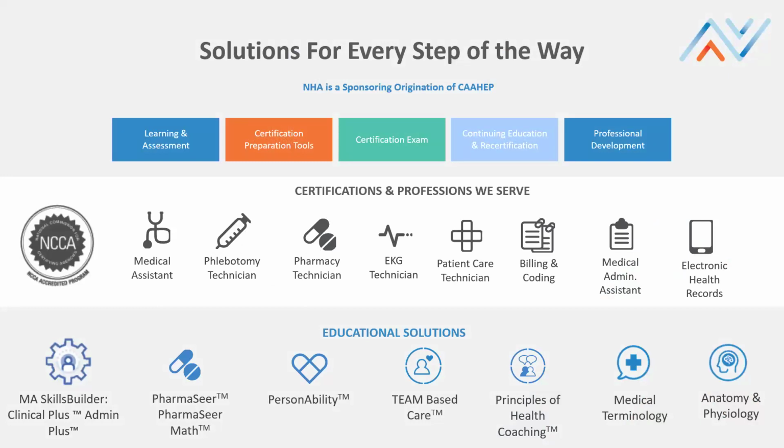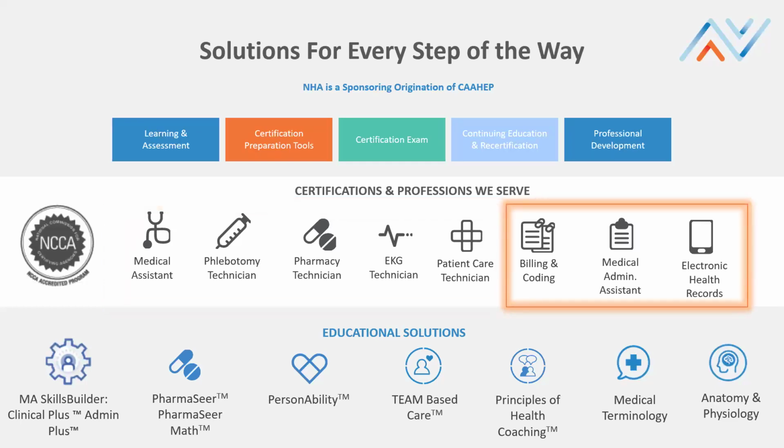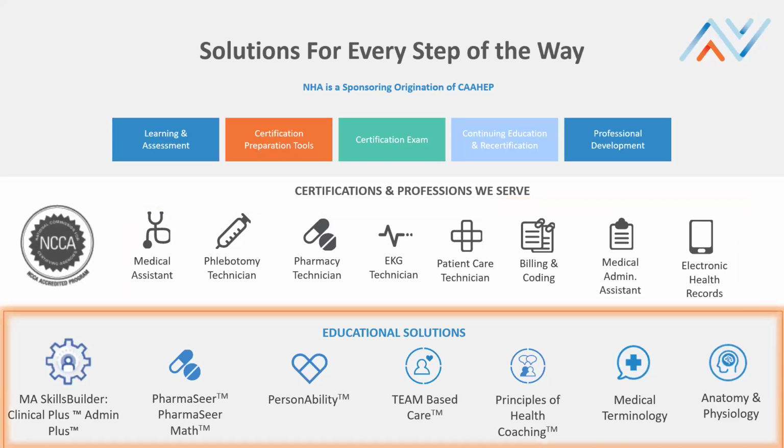Those resources come in many formats, starting with our nationally accredited certifications in 2 sections. So 5 of the 8 certifications fall within the practitioner side of frontline healthcare, including medical assistant, phlebotomist, pharmacy technician, EKG, and patient care technician. Then there are also 3 certifications in an administrative capacity that include billing and coding, medical administrative assistant, and e-health records.